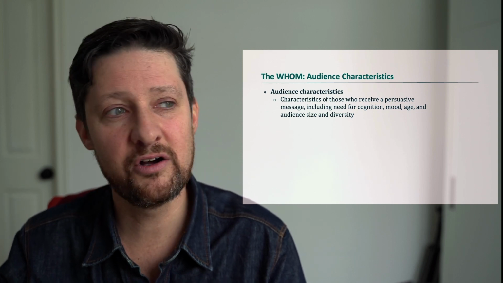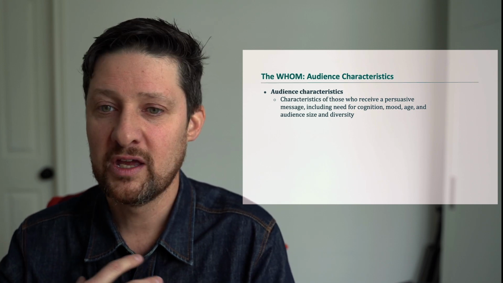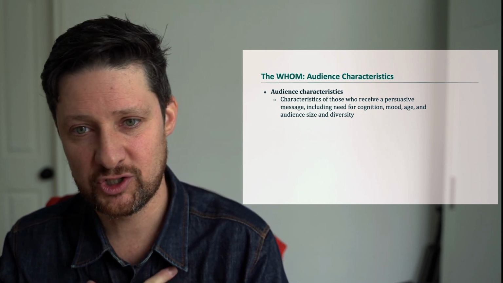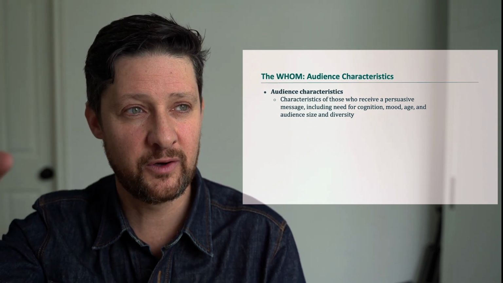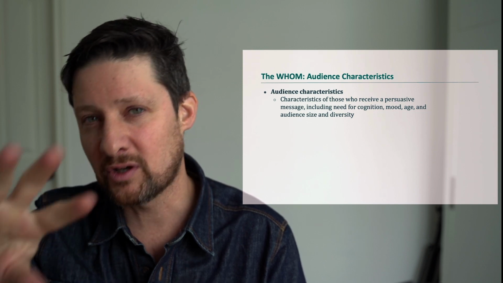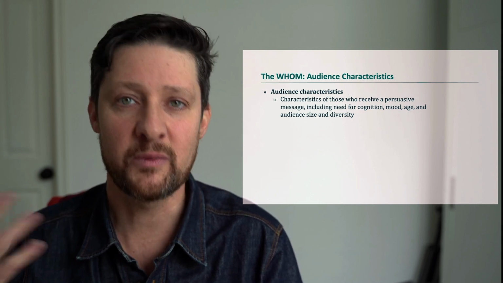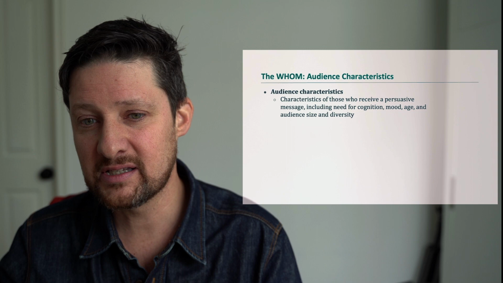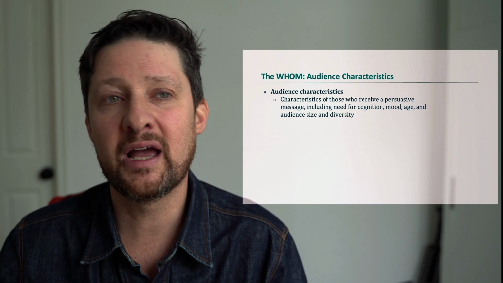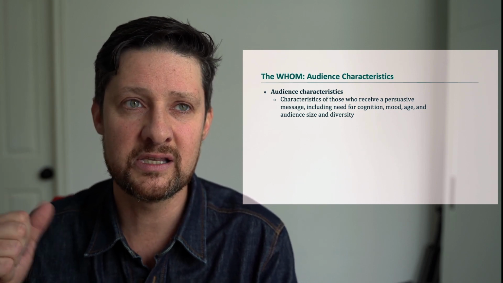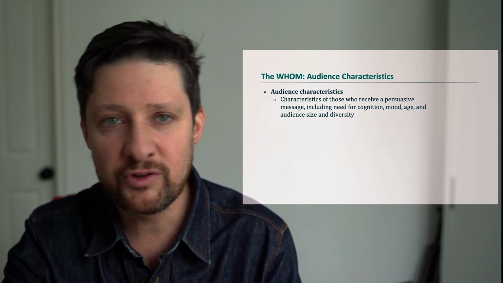The last component of the model is the whom. Who are the people receiving the message? So we're going to look at the audience characteristics. We talked about the source, the person delivering the message. We talked about the content of the message, and now the message is being delivered to whom, who is hearing and seeing the message. The three main components we're going to look at in the audience are the need for cognition, the mood, and the age, and there's a bunch of other components.